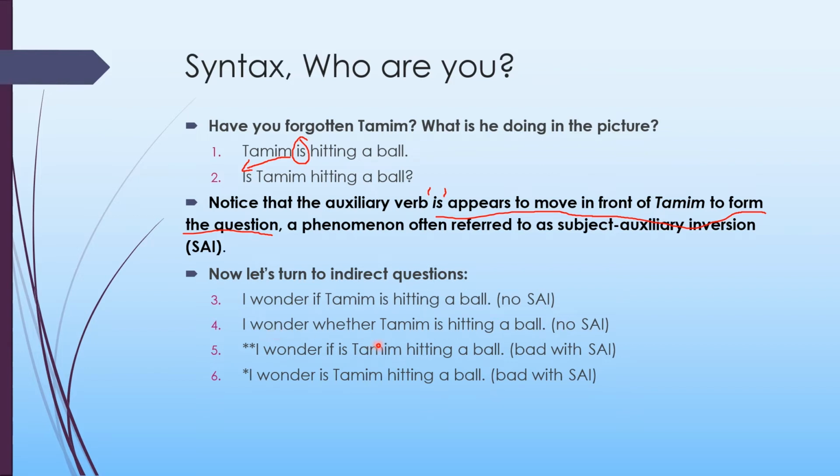I wonder whether Tamim is hitting a ball. No SAI. And I wonder if is Tamim hitting a ball. And the last one, I wonder, is Tamim hitting a ball? If we look closely at the sentences, you can easily identify which one is correct and which one is wrong. Whenever you find SAI, subject auxiliary inversion, and it is bad SAI, you will have lots of confusion about their correctness.